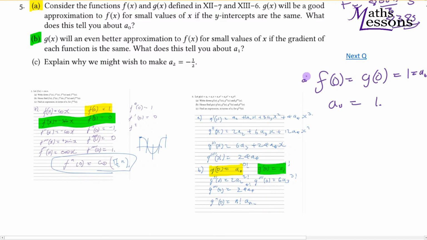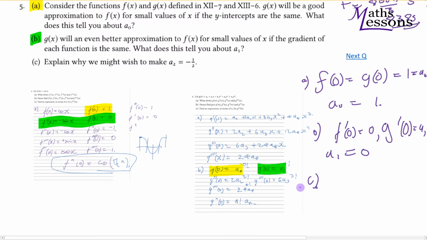For part B, we've got f dashed of x equals minus sine x, and when we put naught into that, we get f dashed of naught equals naught. So g dashed of naught equals a1. So therefore a1 will equal 0 in this case.